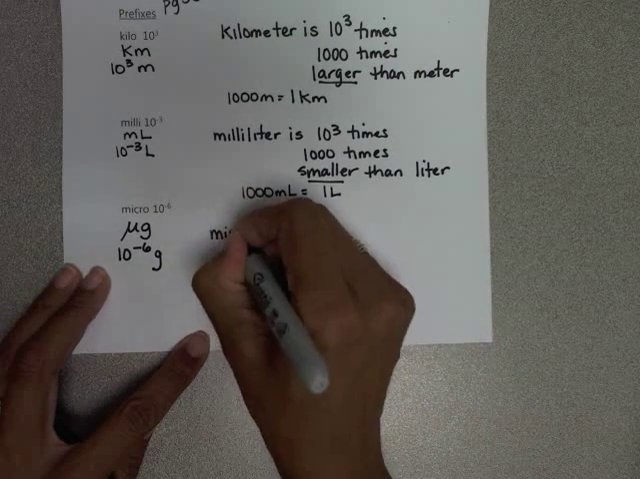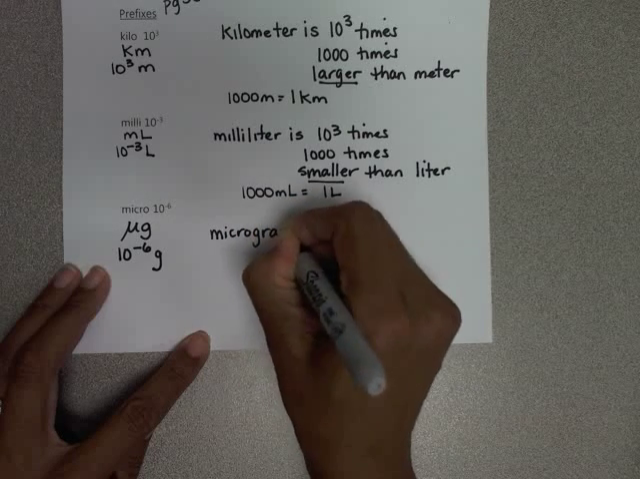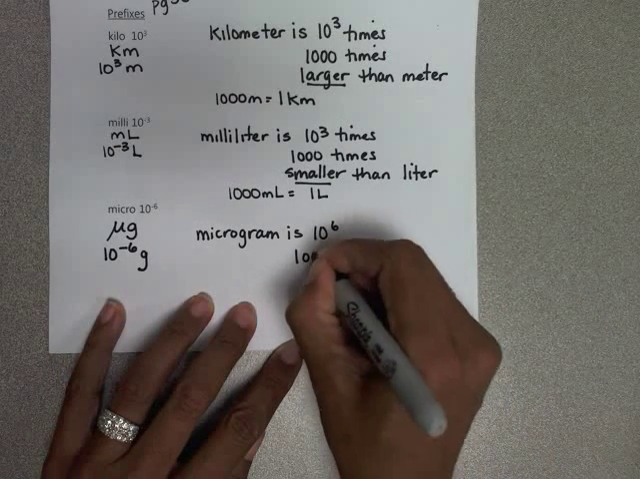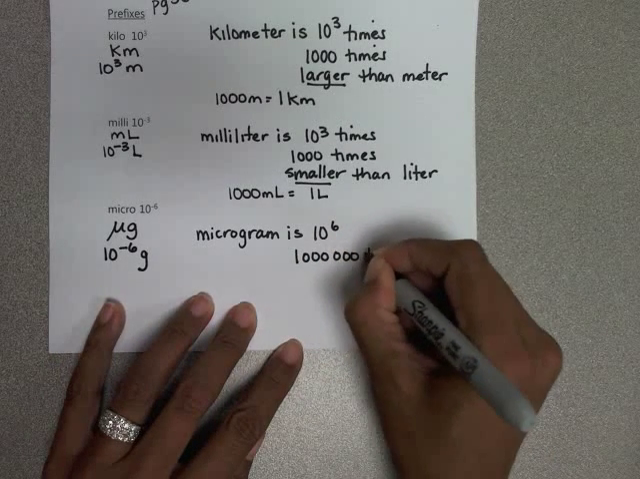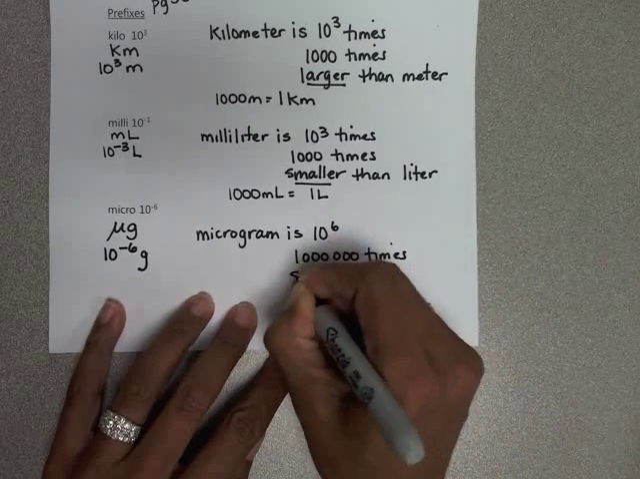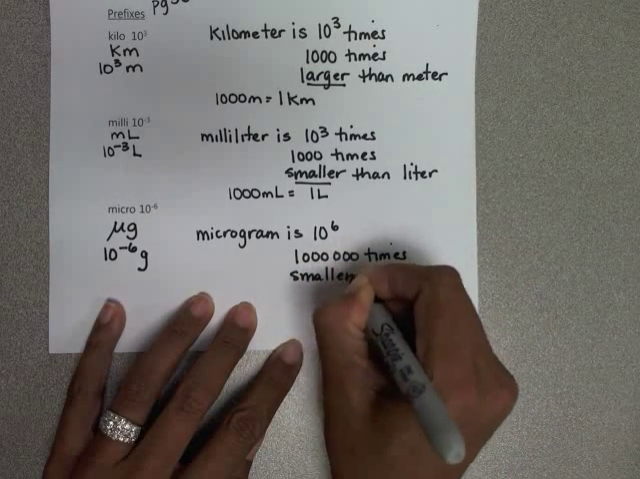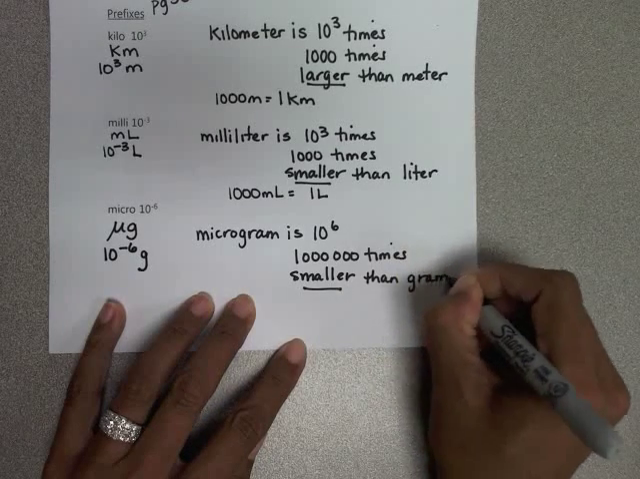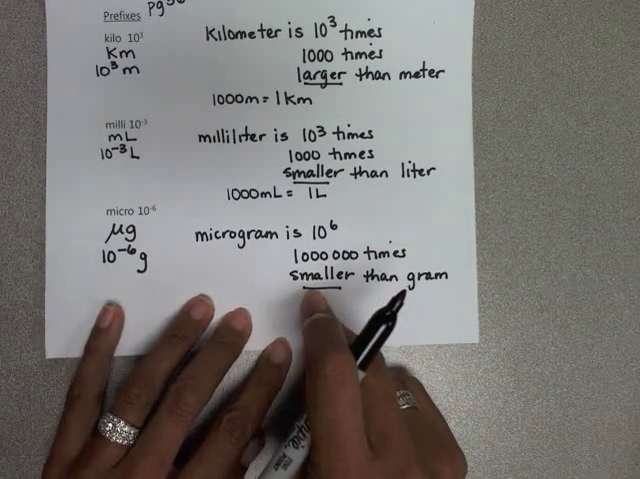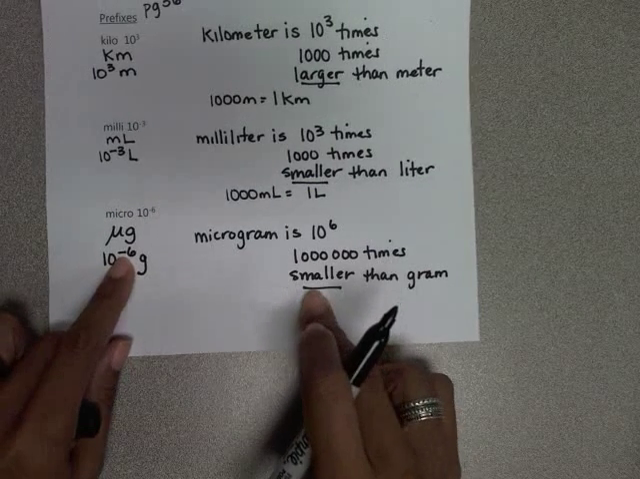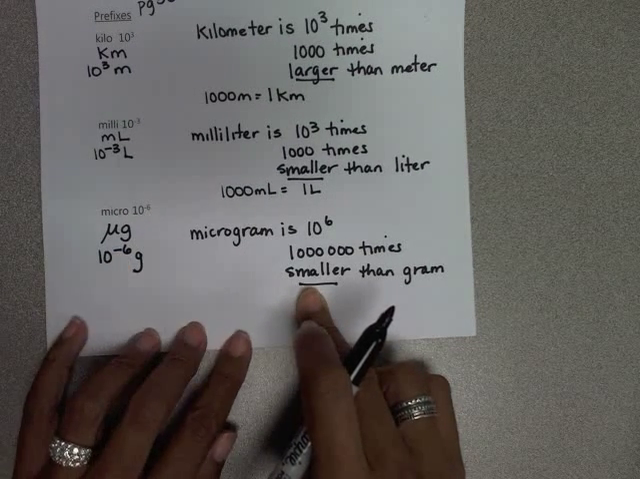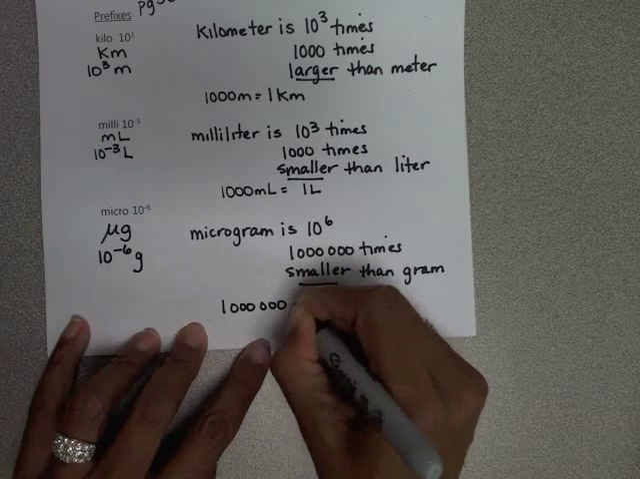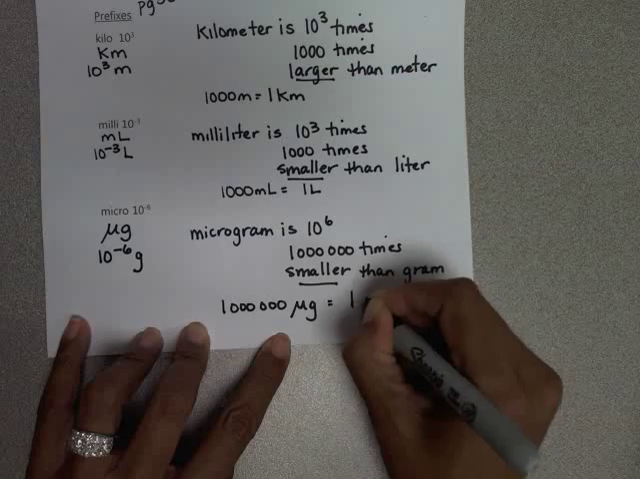So a microgram is 10 to the 6, or 1,000,000 times smaller than a gram. And again, you can remember it's smaller because you have that negative exponent, 10 to the 6 times smaller. So it would take 1,000,000 micrograms to make 1 gram.